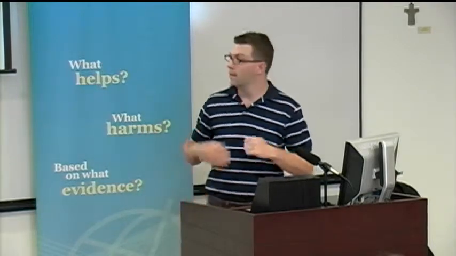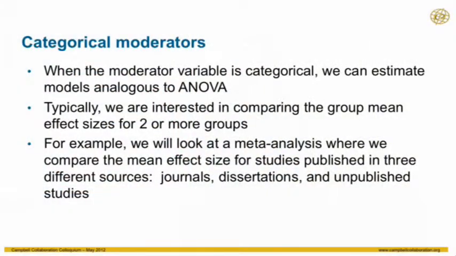And so under the ANOVA class, we're going to have one factor, one categorical variable with multiple levels or multiple subgroups associated with it. And we're going to be interested in, just as in any ANOVA, seeing if the means within those different levels, those different subgroups, are equal, right? Are there differences? So one example that we're going to explore is publication source.